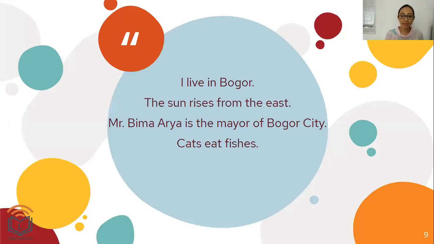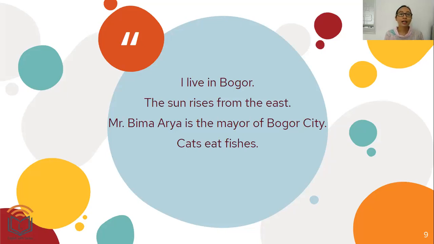The next is the sun rises from the east. You know that it is truth. I'm not lying that the sun rises from the east. So if you want to express that fact, you use simple present tense. And the next is Mr. Bima Arya is the mayor of Bogor City. It's facts, right? The mayor of Bogor City is Mr. Bima Arya.